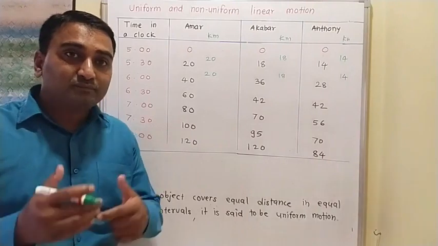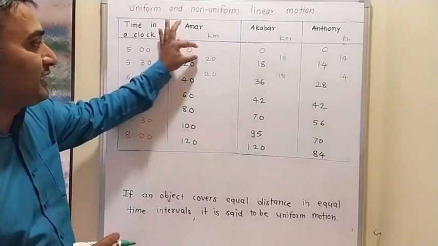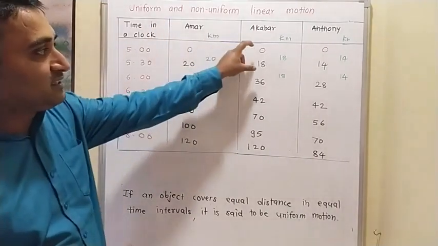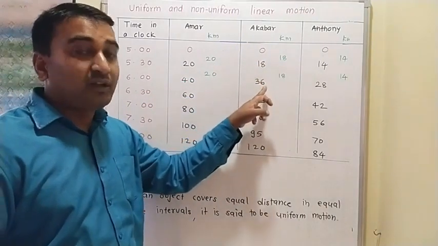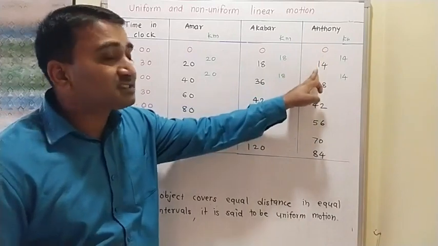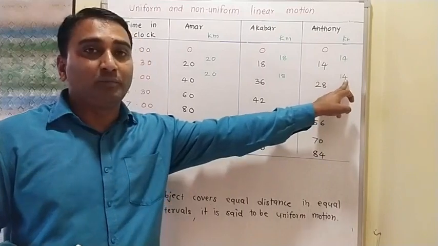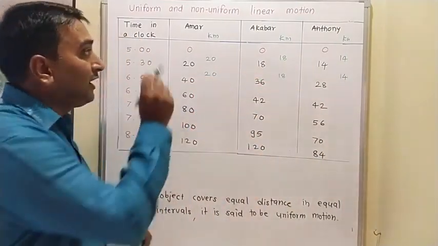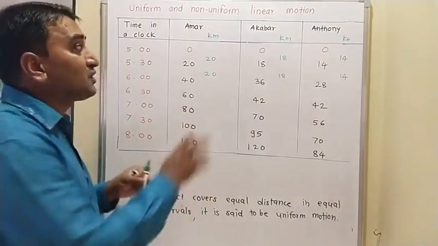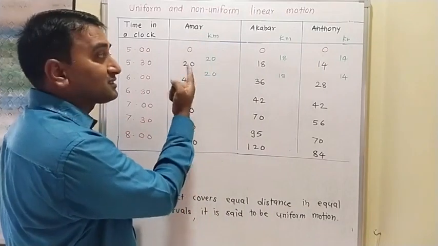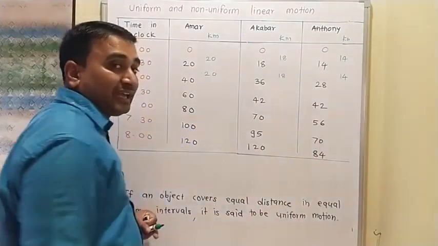So what is here? In equal intervals of time, that means within the first 30 minutes 20, within the second 30 minutes again 20, within the first 30 minutes 18 kilometer, within the second 30 minutes 18 kilometer, within the first 30 minutes 14 kilometer, within the second 30 minutes again 14 kilometer. So up to this point, Amar, Akbar and Anthony are covering equal distances. Equal means compare the distance with themselves only: first 20, second 20, first 18, second 18, first 14, second 14.